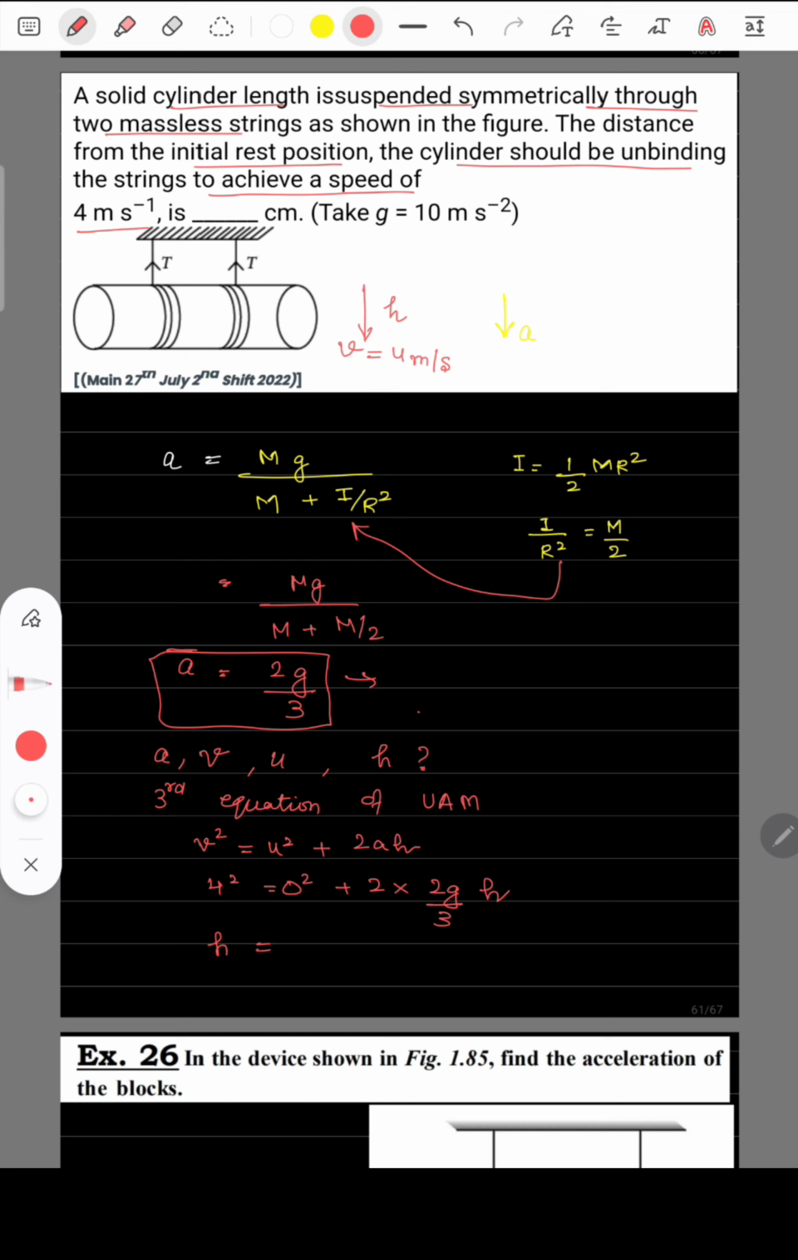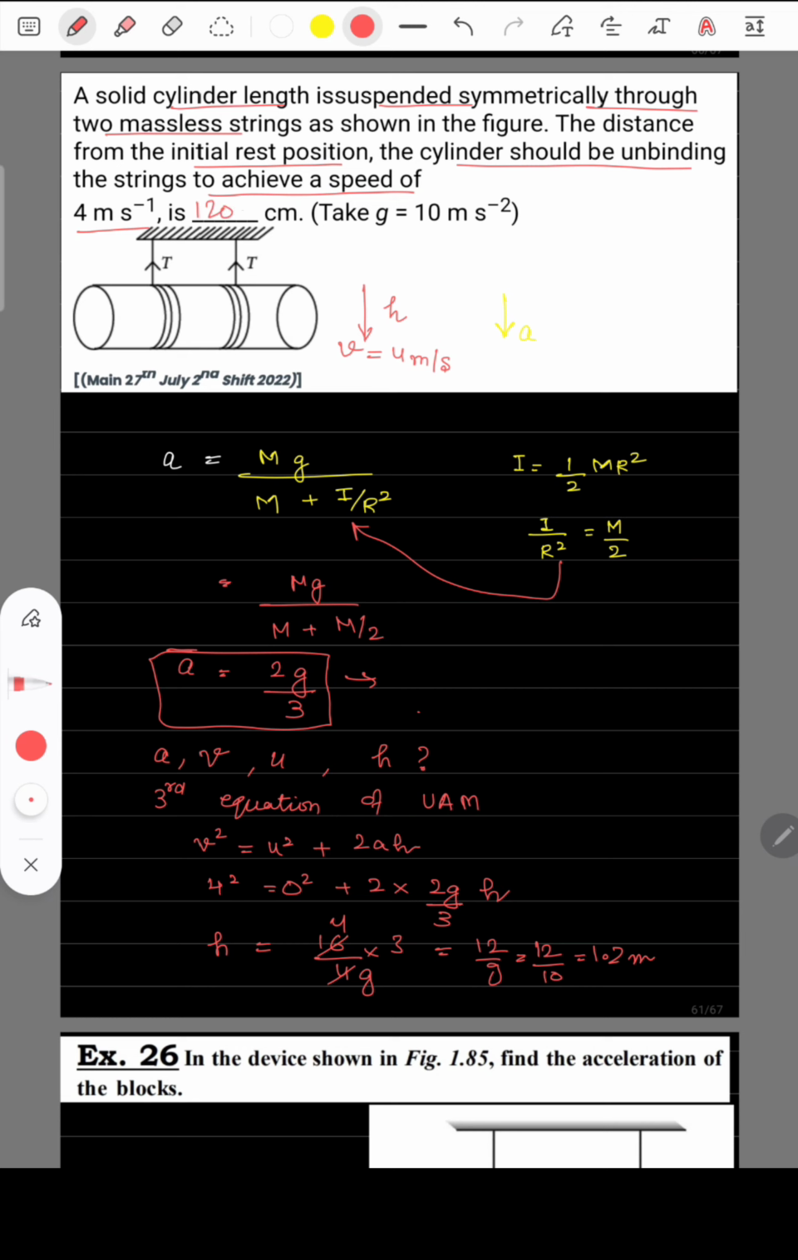From here we calculate h as 16 by 4 into 3 by g. Solving this, we get 12 by g, 12 by 10, equal to 1.2 meter. In centimeter, we have to answer, hence the answer is 120 centimeter.